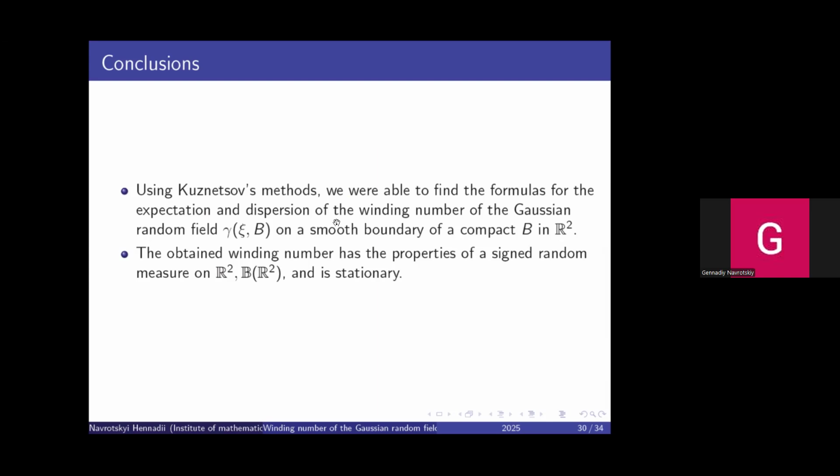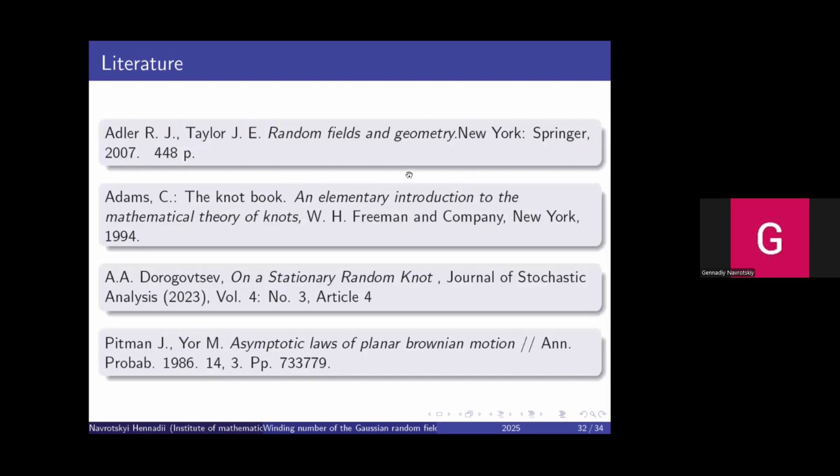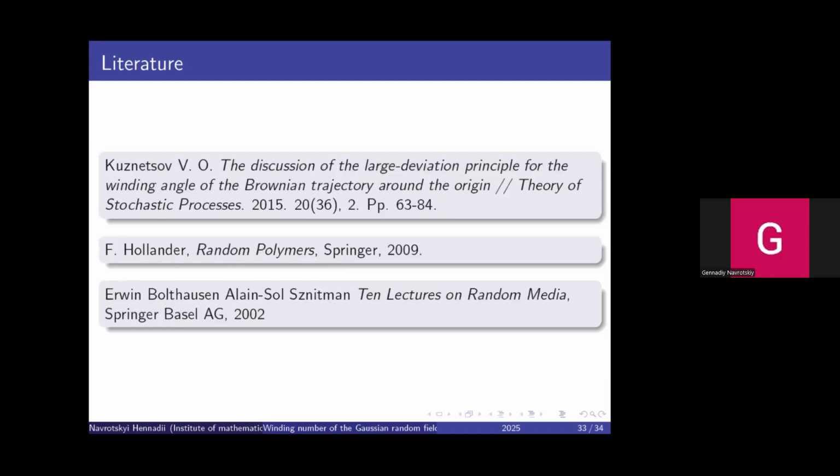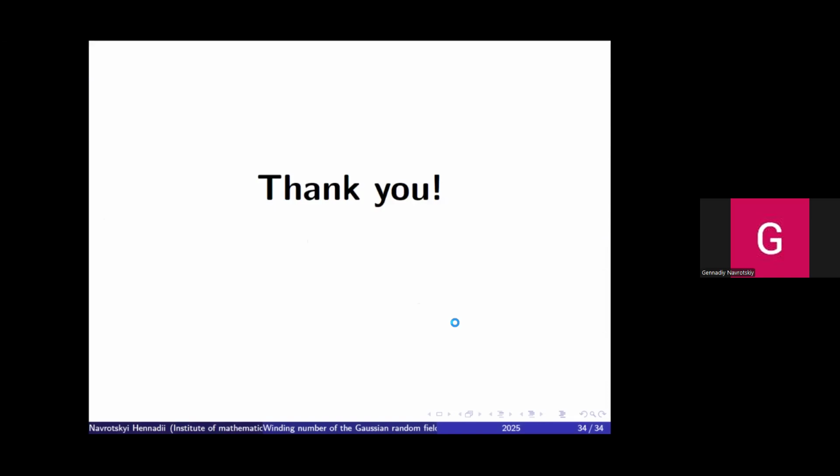Let us see the literature. Here we have some publication on the notes and a paper by Pitman and Yor about planar Brownian motion. And then we have books about random polymers and also the paper by Cousins of 2015 that I was talking about. So thank you, that's all, I think.